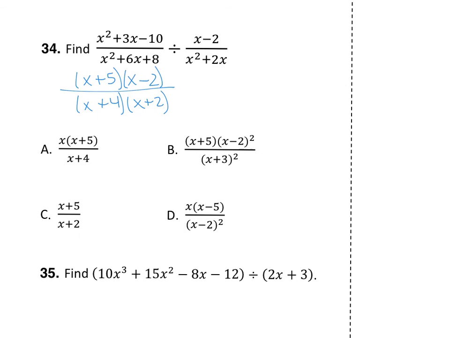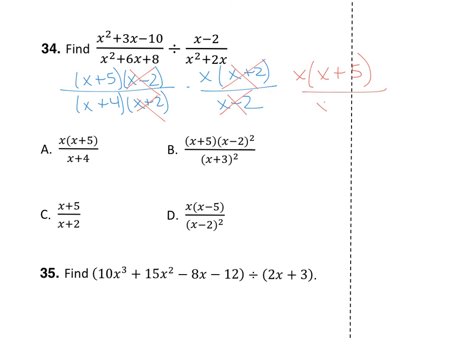this would be x plus 4 times x plus 2, and then multiply by, take out an x and then get x plus 2 if I factor the x squared plus 2x, all over x minus 2. Now I'm going to look at canceling cross products. So the x minus 2's cancel, x plus 2's cancel, and I'm left with x times x plus 5 all over x plus 4, which here for us would be letter A.